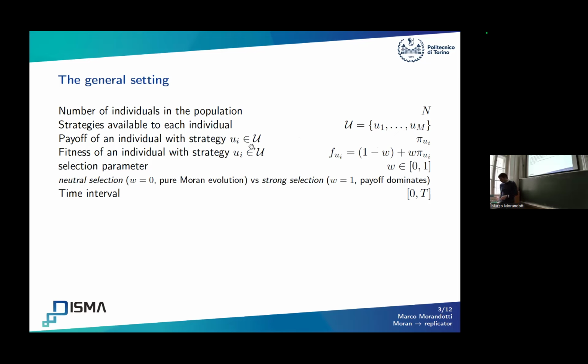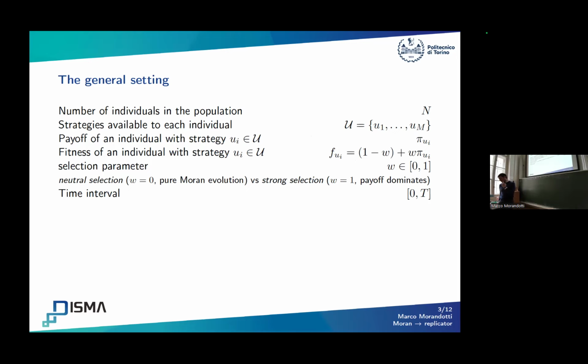Then another ingredient would be the payoff of a strategy. I will denote it by pi of ui, and it tells us how much this strategy gains when it competes against other strategies. The fitness of the individual with strategy ui is this expression here, which is a convex combination between the constant one and the payoff, because we ask w to range from 0 to 1.